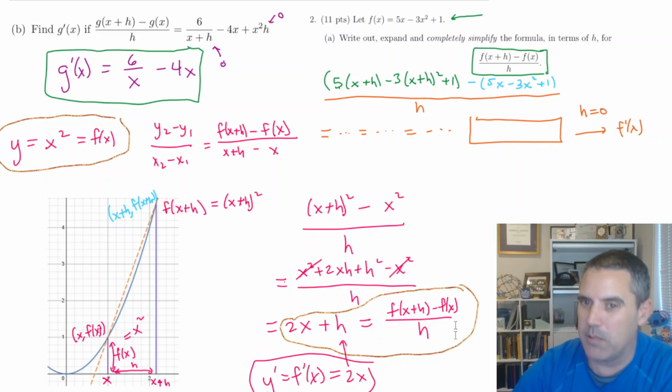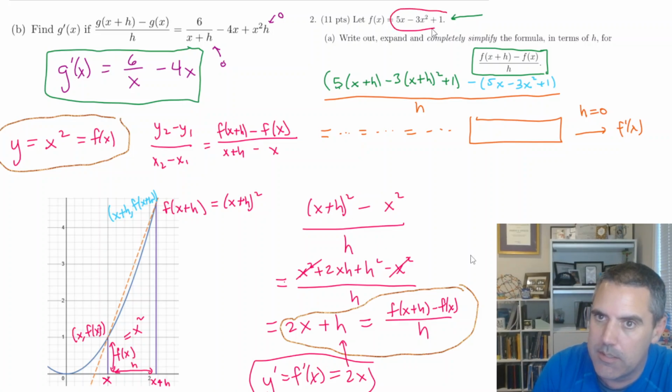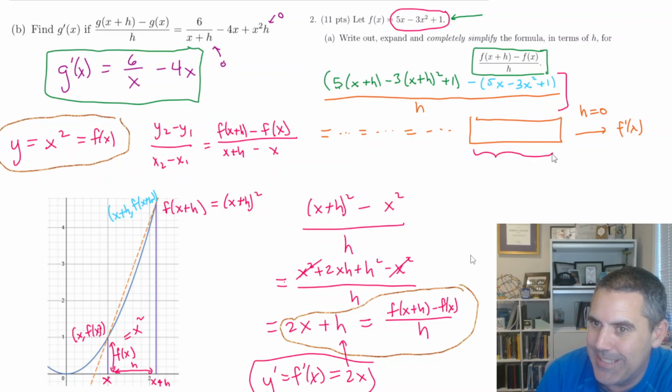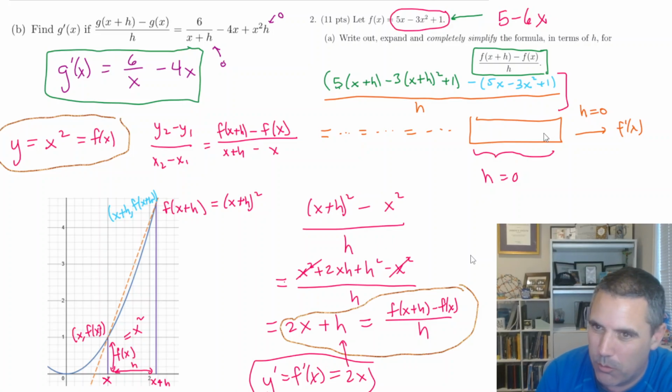Very likely on the test, I'm going to ask you to do the full process, meaning I'm going to give you this and ask you to simplify this on page 2 of the test. At the end of the problem, you're going to have something that has an h in it. If you then replace h with 0, you should get the same thing as the derivative. Okay? That doesn't mean that's a shortcut. You still have to get the formula. I'm going to ask for that piece.